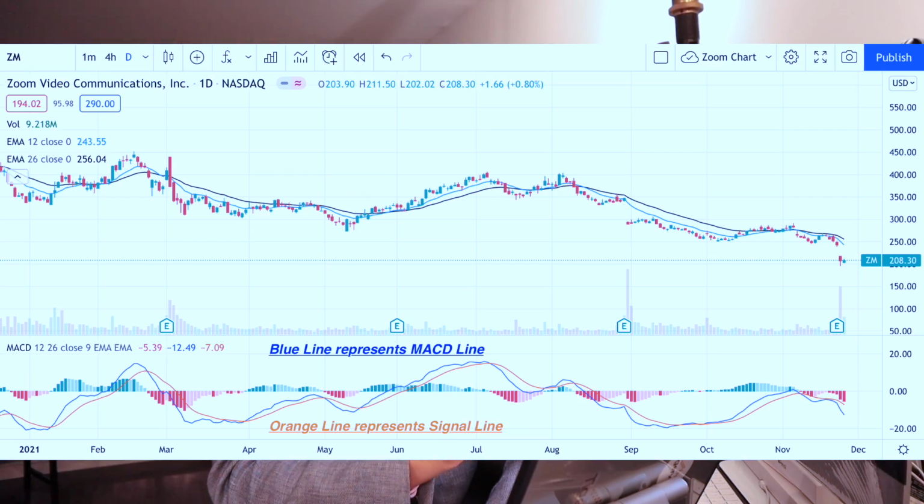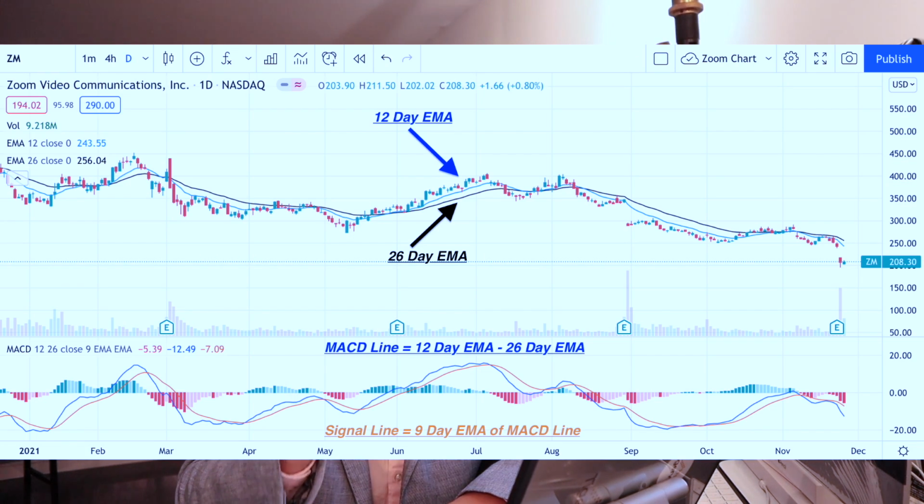There are several components to the MACD. Now, you can see that on this chart of Zoom, there are two lines in the MACD indicator. One of them is blue and the other is orange. Now, the blue line is called the MACD line, and it's quite sensitive to price changes. The way you calculate it is to take the difference between the 12-day EMA, which is short for exponential moving average, and subtracting it by the 26-day EMA. And the orange line that you see here is the signal line, which reacts much slower to price changes. And here's why. The way you calculate it is it's the 9-day EMA of the MACD line itself.